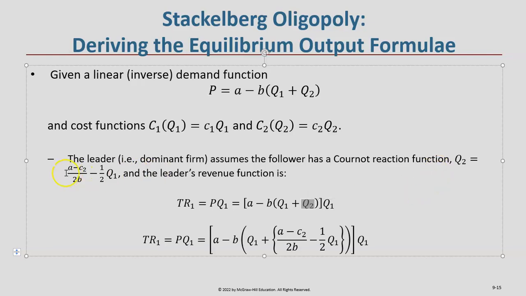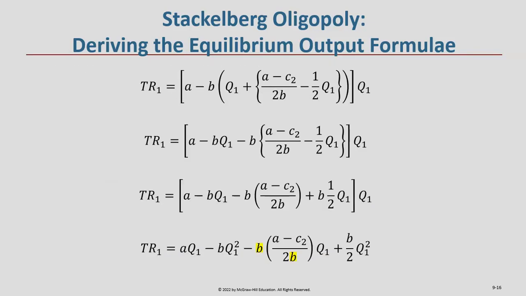Okay, so the dominant firm believes that the follower behaves according to the Cournot reaction function, so it will act as if it has substituted the Cournot reaction function into its revenue function. So that last equation there has gotten pretty complicated, but it's just a revenue function with the Cournot reaction function substituted for Q2. Okay, but it is complicated, so we're going to work through a bit of math here.